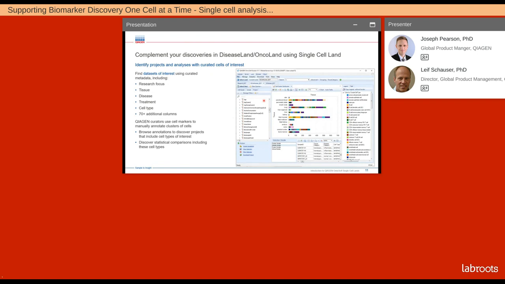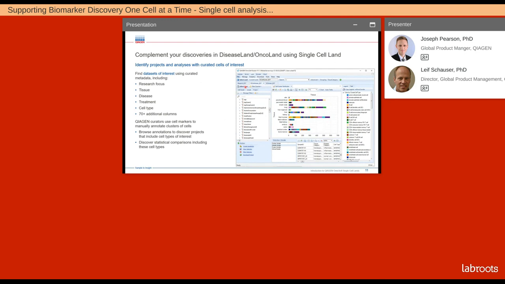And with this single cell lens framework, we make it easy to query the data and the metadata to answer your biomarker questions to complement your discoveries within DiseaseLand and OncoLand. It's simple to get an overview of all of the available content within the single cell lens with our distribution views, exploring the data by research focus, tissue, disease, cell type, and more. The curated project, sample, and cluster metadata should be used to slice and dice the data to narrow down your search for relevant data sets.